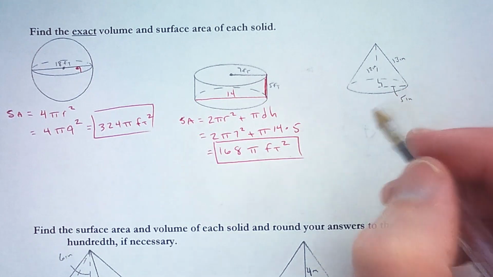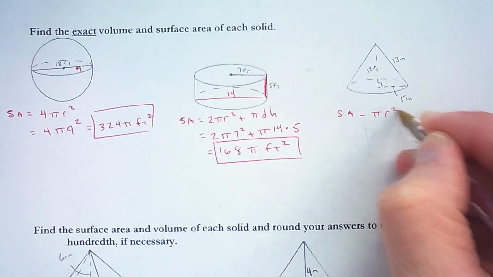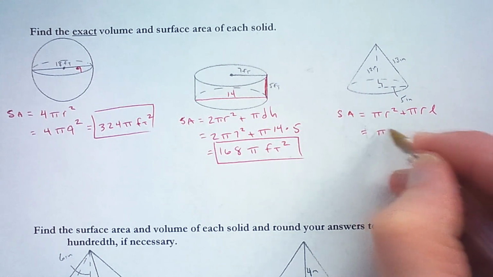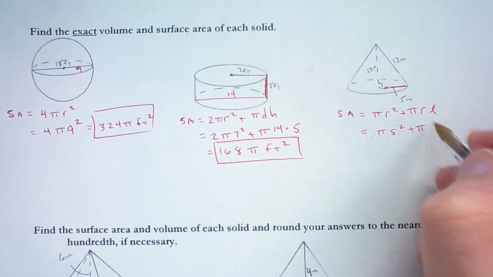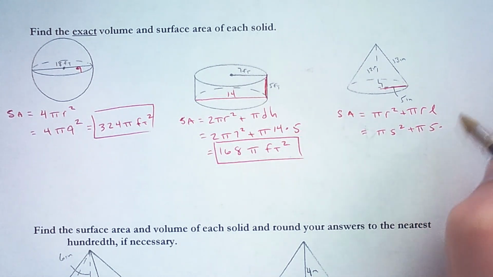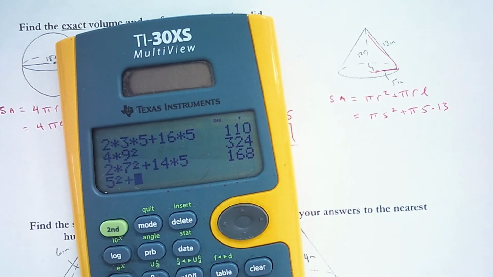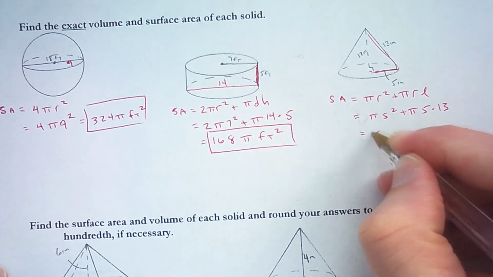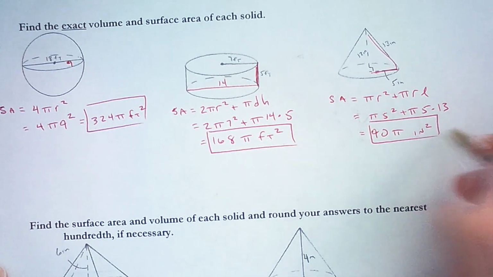Then we have a cone. For a cone, the surface area is pi r squared plus pi r l. So r is the radius, so that's pi 5 squared, so that's your radius, plus pi r, again, which is 5, times l, the slant height, which is 13. So in our calculators, we will do 5 squared plus 5 times 13, and that is 90. So the surface area is 90 pi inches squared.